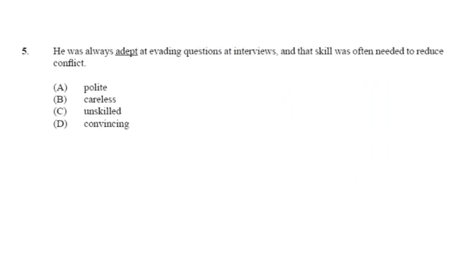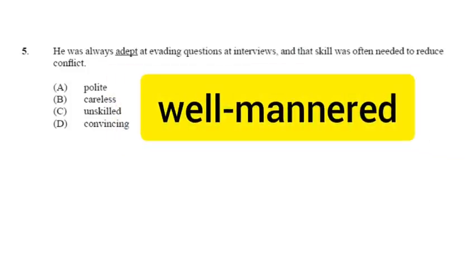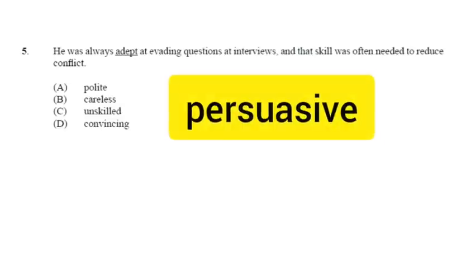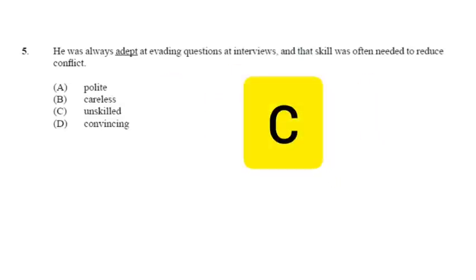Item 5. He was always adept at evading questions at interviews, and that skill was often needed to reduce conflict. The answer options are A. Polite, B. Careless, C. Unskilled, D. Convincing. If you read the sentence carefully, you would realize that there is a synonym for the underlined word present. The word adept means skillful or talented. So what this sentence is basically saying is that this man was very skillful at dodging questions at interviews. Polite means well-mannered, careless means negligent, unskilled means that you're not talented, and convincing means persuasive. Therefore, the obvious choice is C, unskilled.